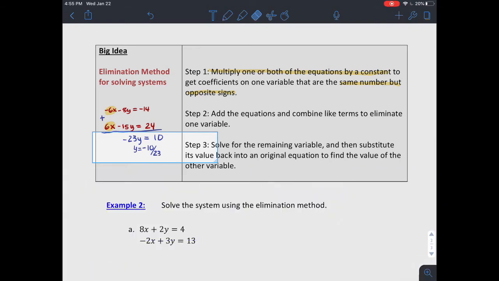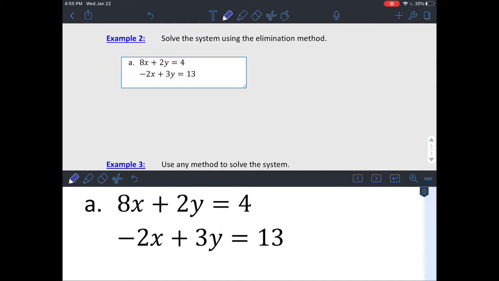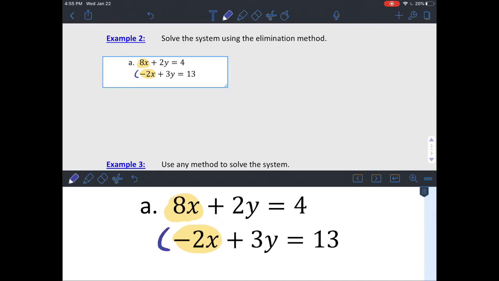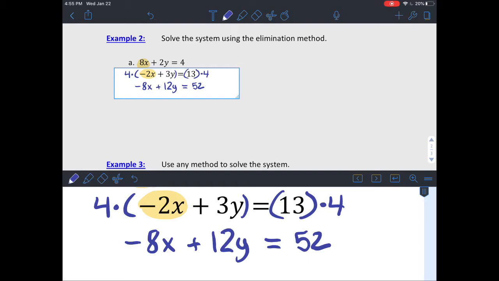So multiply by whatever's necessary to get the same coefficients but opposite signs, and then add them together, plug it back in. On this one, if you think about multiplying your second equation by a positive 4, that would get you a negative 8x, which would mean that those x values would add up to 0. So I'm going to do that. So my new equation is going to be a negative 8x plus 12y equals 52.